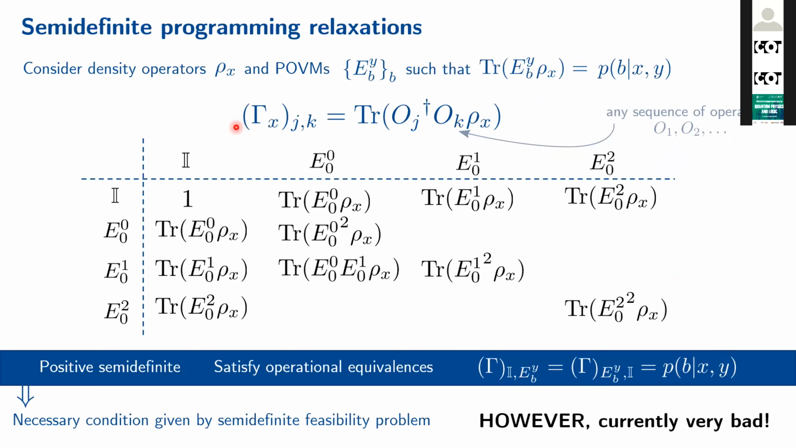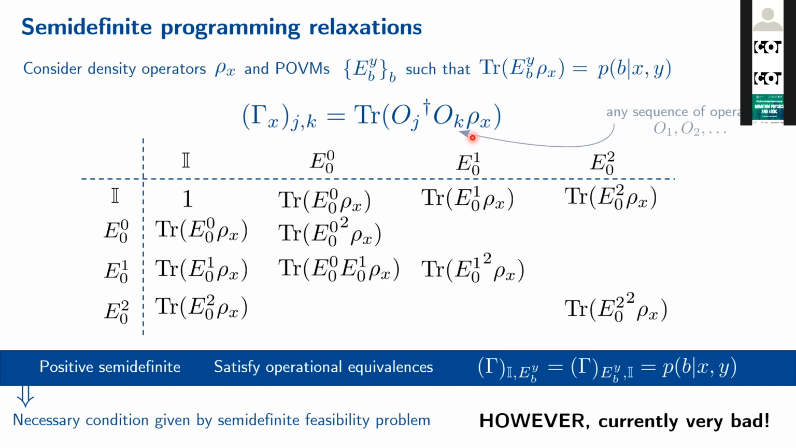But so basically we're looking for a necessary condition. So if you have some behavior P and it is in Q, we want to find a necessary condition for that. So what we do, whereas Alistair had one big moment matrix, we take a moment matrix for every row X. So for every row X, we define gamma X.